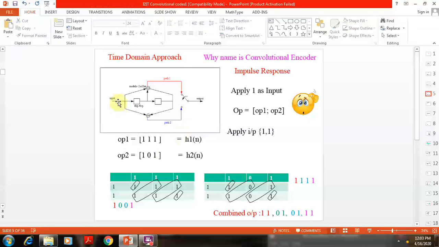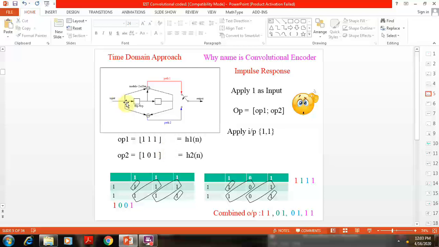Now I append one more 0, because that one is now available here. So if I apply one more 0 here, now see what the values are: 0 here, 0 here and 1 here. So the output of the upper branch is 1 and the output of the lower branch is 0 XOR 1, so again 1. So after this, I found out the impulse response. So what is the impulse response? 1 1 1 for the upper branch and 1 0 1 for the lower branch.